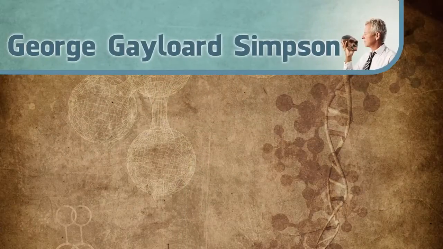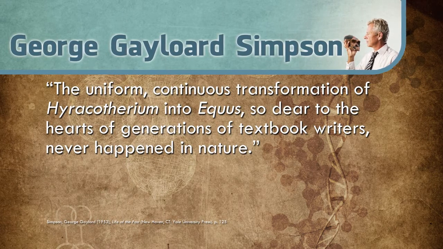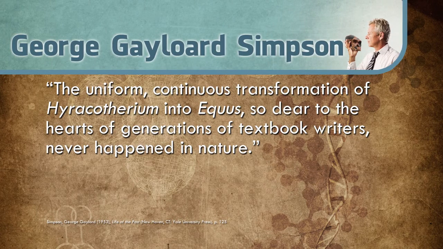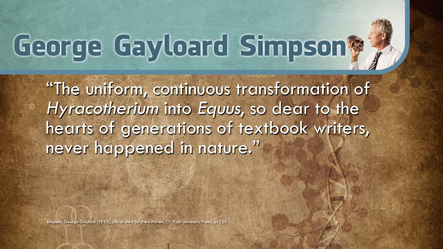In other words, there's no evidence of transitional creatures linking various kinds in the fossil record. The evidence is needed for evolutionary theory to be possible, but it's simply not there. The famous paleontologist of Harvard, George Gaylord Simpson, way back in 1953, summed the truth up when he said, "The uniform, continuous transformation of Hyracotherium into Equus, so dear to the hearts of generations of textbook writers, never happened in nature."